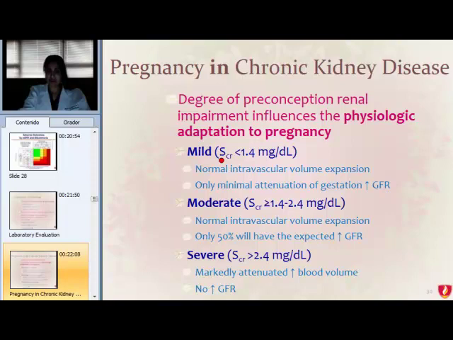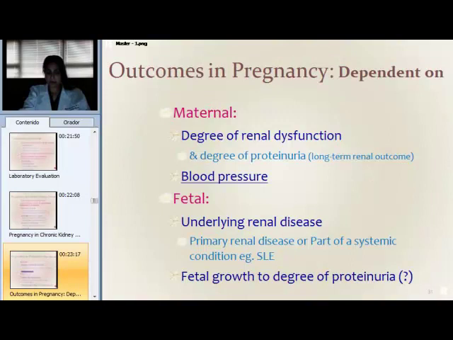The degree of preconceptional renal impairment influences the physiologic adaptation to pregnancy. So in patients with mild renal dysfunction, which was termed as serum creatinine less than 1.4, there is normal intravascular volume expansion and only minimal attenuation of the increased GFR of pregnancy. With moderate renal dysfunction, the intravascular volume expansion is normal in pregnancy. However, only half of these women achieve the expected increase in GFR. In patients with severe renal dysfunction, there is marked attenuation of increased blood volume and no increase in GFR. This correlates with perinatal outcome.